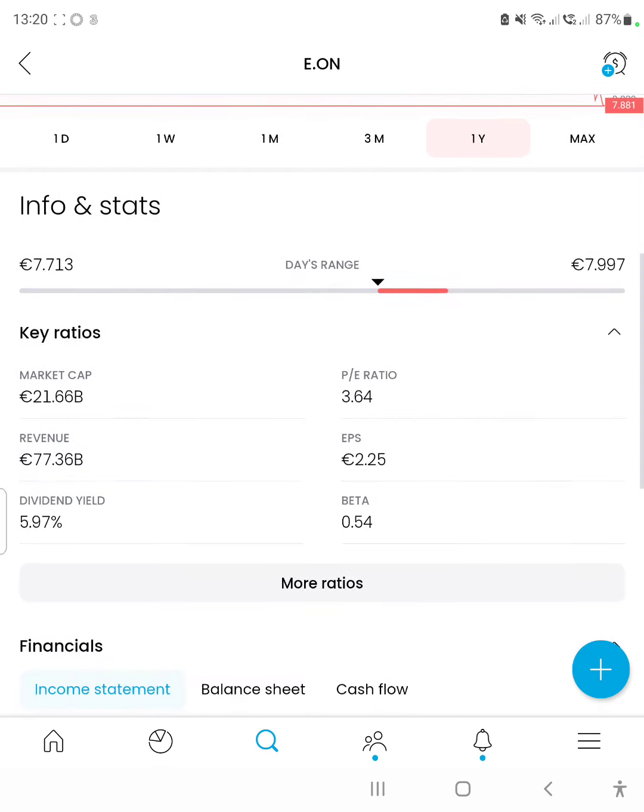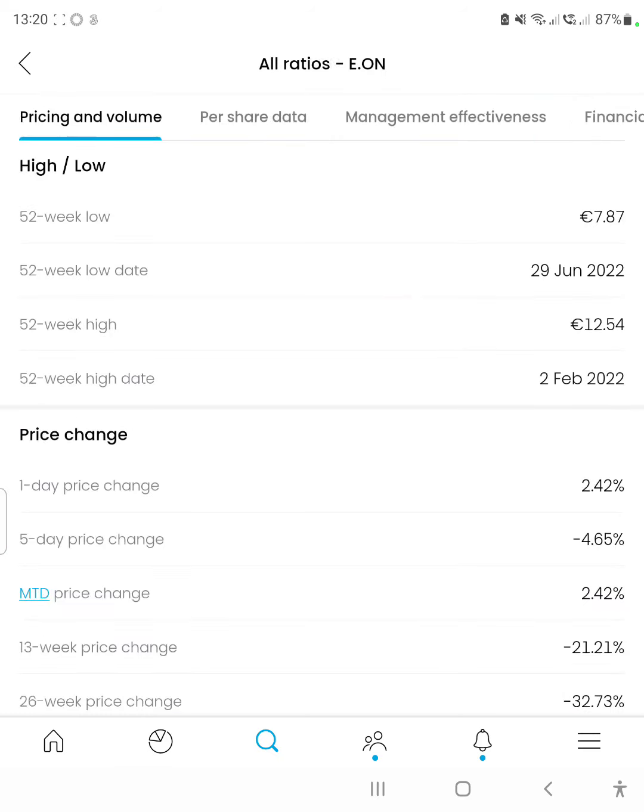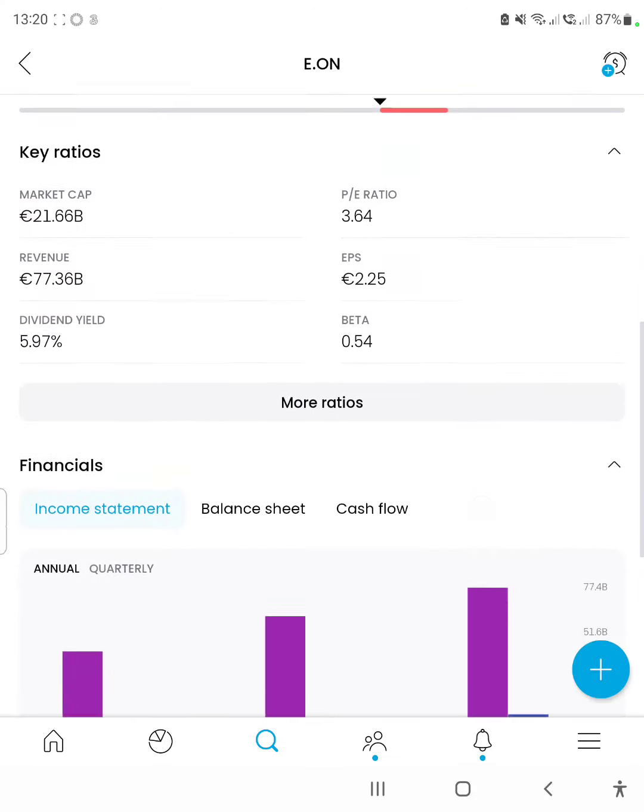So far this is looking really good. The beta is almost half of the market average. The beta, if you're unfamiliar, is the risk level or volatility of the stock, which is really good. So let's get into the income statement.